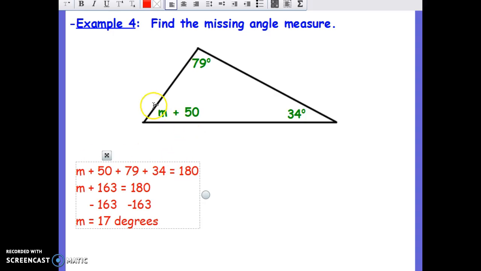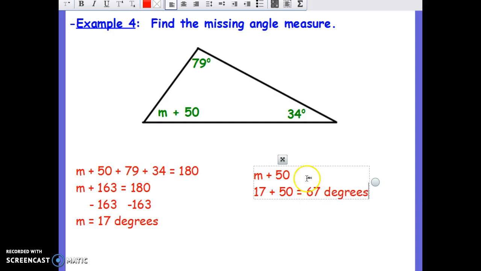Now we're not finished though, because the question says find the missing angle measure. And all we did was find out what M is. To find the missing angle measure, we have to add M plus 50. And we know that M is 17 degrees, so that plus 50 is going to equal 67 degrees. And now if you add 34 plus 67 plus 79, you'll check and see that we have 180 degrees inside our triangle.